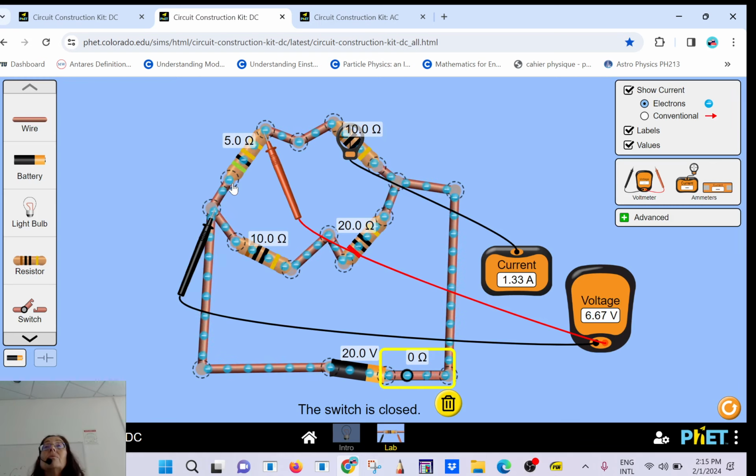Okay, so I could have used that equation instead. If I do 5 times I squared, so that means 0.5 squared. So what do you get? 5 divided by 4, which is 1.25 watts. Is that right?